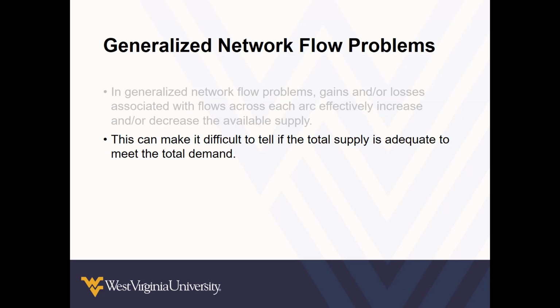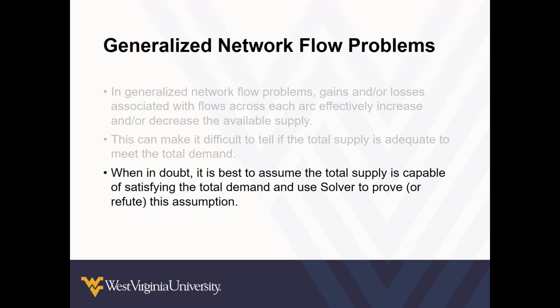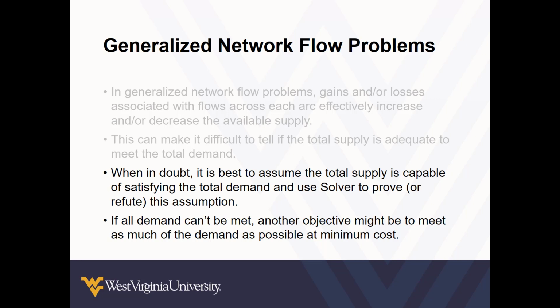And sometimes it can make it not only difficult, but impossible to tell if the total supply is adequate to meet the total demand. When in doubt, it is best to assume the total supply is capable of satisfying the total demand and use Solver to prove or to refute this assumption. And if all demand can't be met, another objective might be to meet as much of the demand as possible at minimum cost. But that might influence how you structure your constraints in Solver.